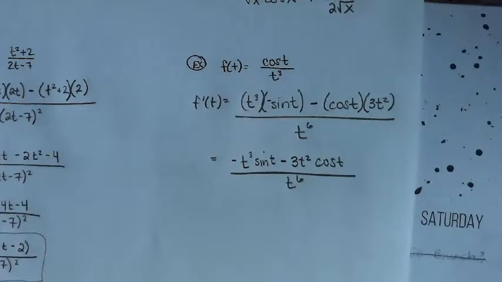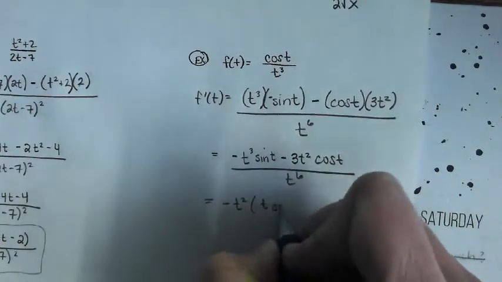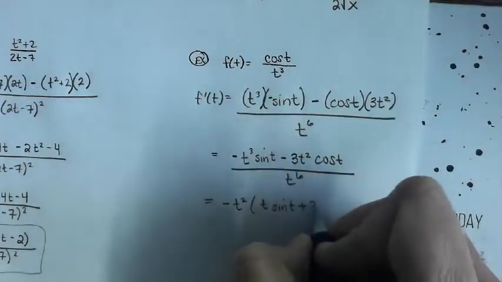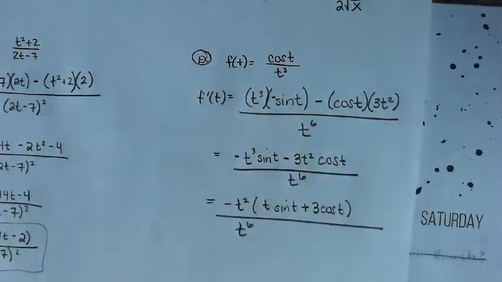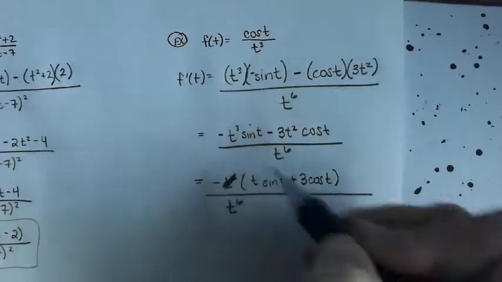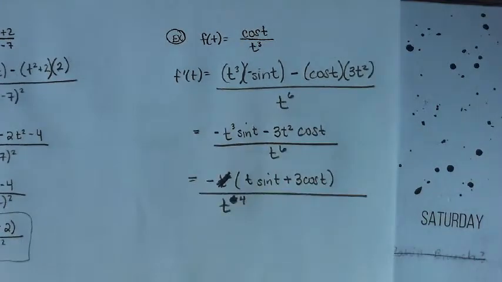And in that numerator, I do have a GCF that I can pull out. What is it? Negative t squared would probably be best, right? Because it leads with a negative. So if I pull out a negative t squared, I'm left with t sine t plus 3 cosine t, all over t to the 6th. And then this t squared and 2 of these 6 would cancel, making it only t to the 4th.